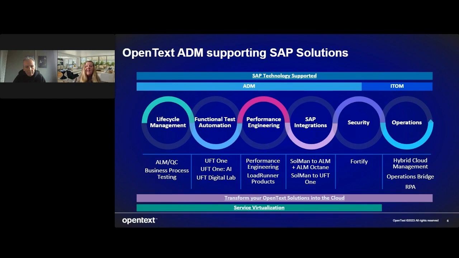Now, with the ADM solutions within OpenText, if we look end to end at what we provide to support SAP solutions, we really flow through from our solutions that support lifecycle management, functional automation, performance engineering, the integrations that allow us to integrate with solutions such as Solution Manager or Signavio, and then rounding that out with some of the security aspects, as well as the operations. Overarching end to end is the ability to stub and manage environments through the use of service virtualization.